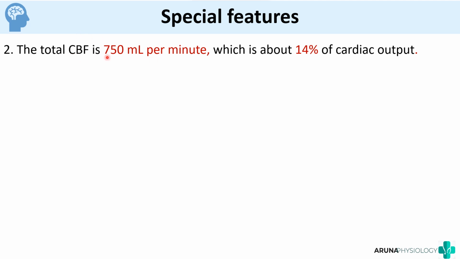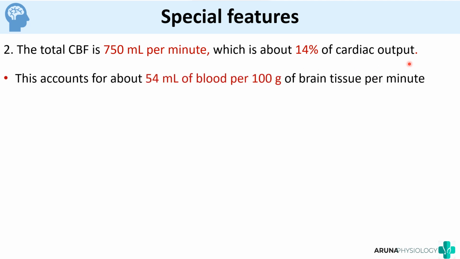The total cerebral blood flow is around 750 ml per minute, which is about 14% of the cardiac output. This accounts for about 54 ml of blood per 100 gram of tissue per minute. So 54 ml of blood per 100 gram per minute and 750 ml per minute. These values are important.